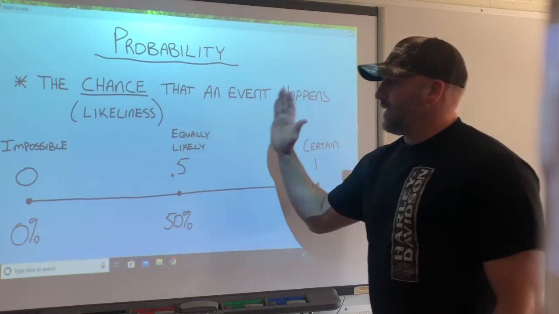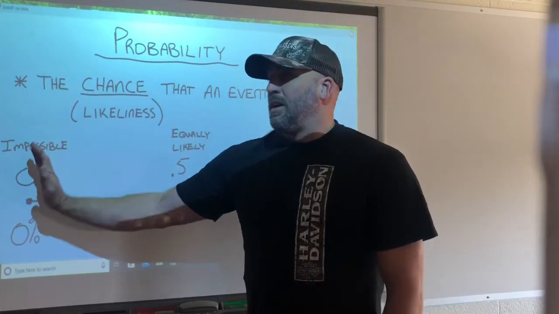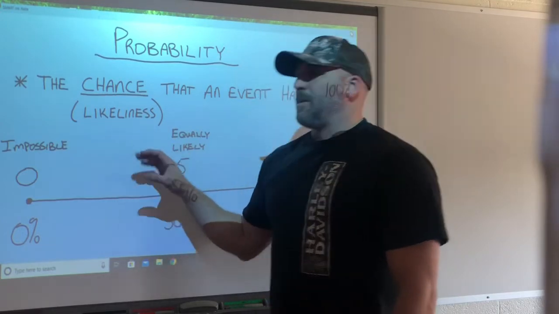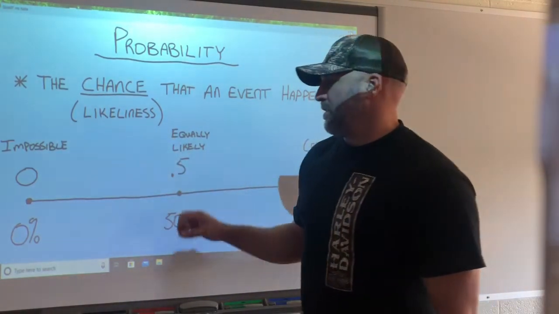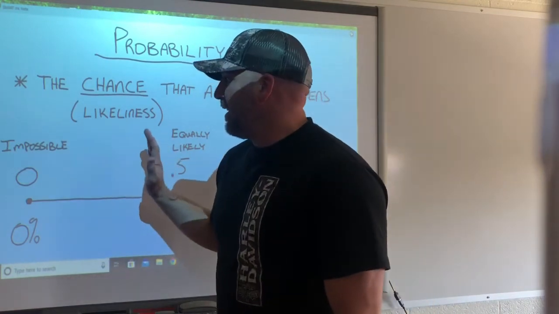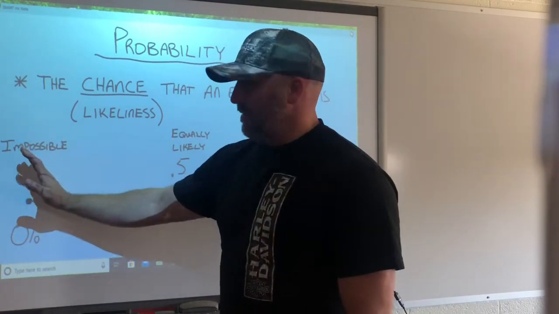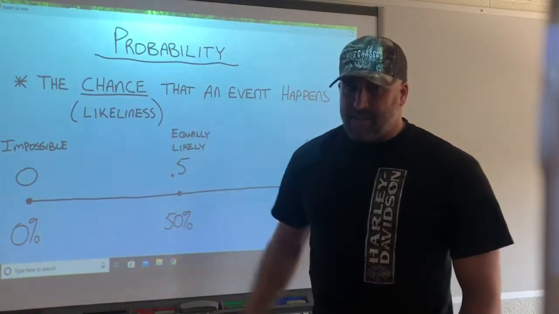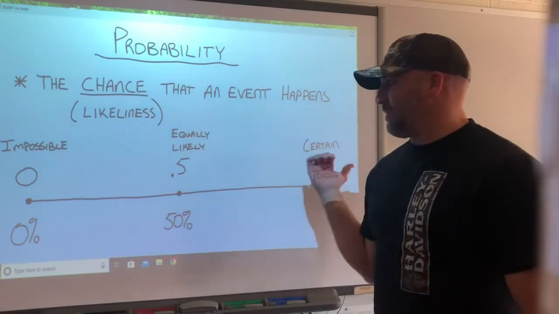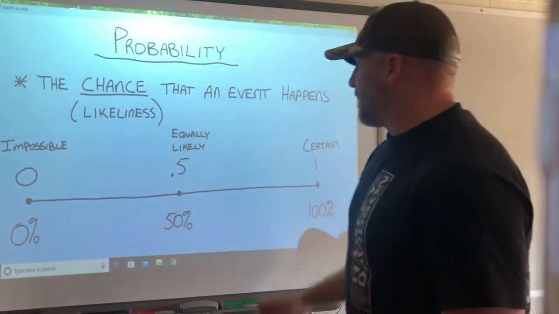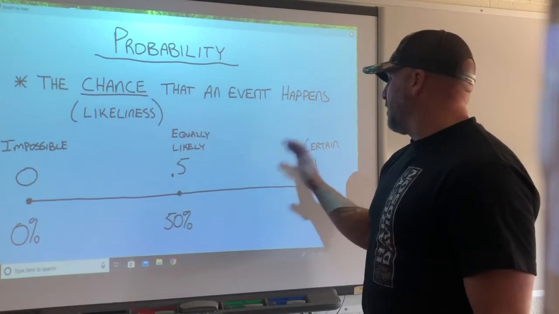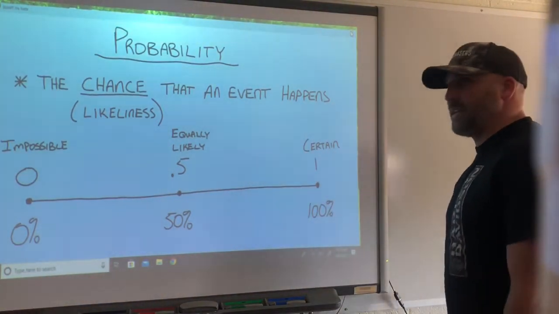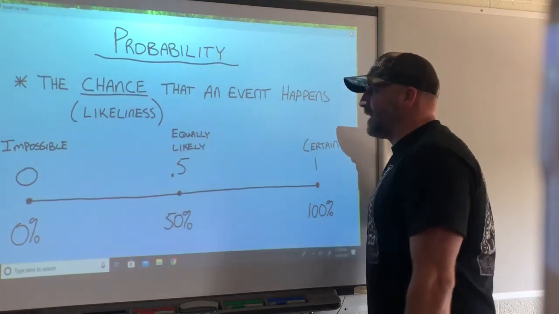If it's less than 50%, it's not likely, or less likely, but that doesn't mean impossible. So you'll see things like highly unlikely. Highly unlikely would be closer to 0 than it is to 1/2. Unlikely would be anything less than 1/2. Same thing going the other way. Highly likely would be up toward 1 but not 1, or up toward 100% but not quite there, meaning there's a chance that it could not happen.